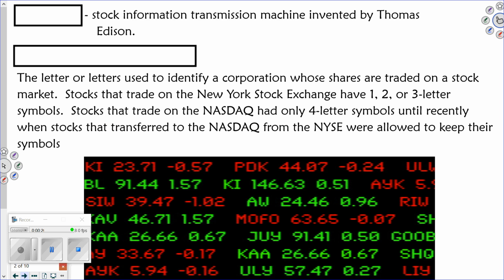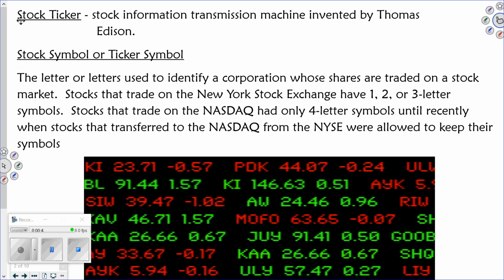All right, first thing: the stock information transmission machine, the stock ticker, was invented by Thomas Edison. Obviously, we have a nice digital version that we see running all the time. He didn't do the digital version, but he actually created the first machine for that.